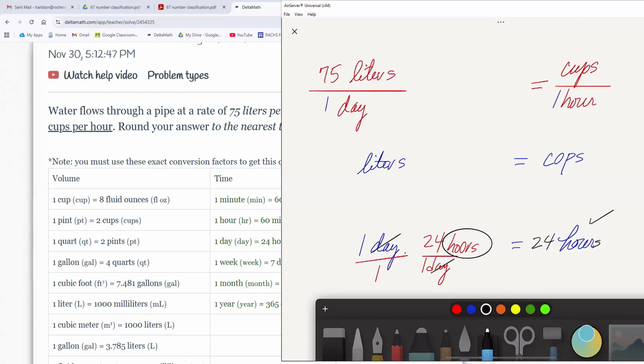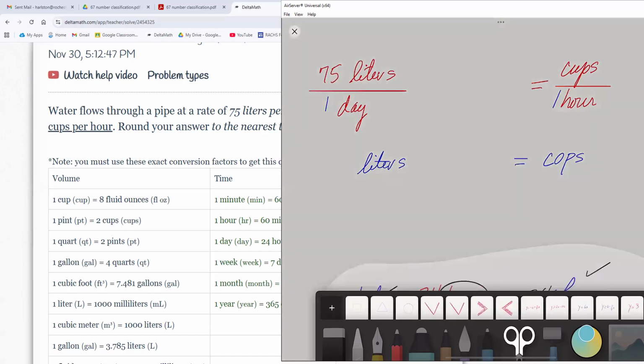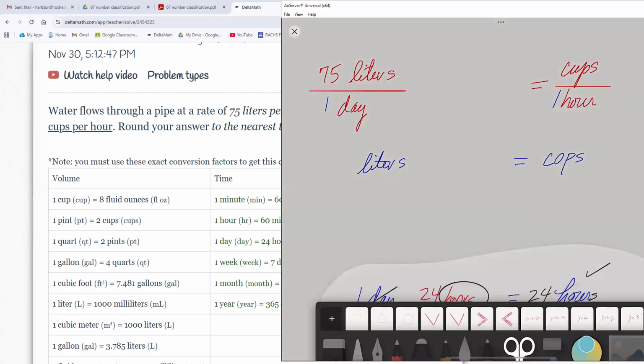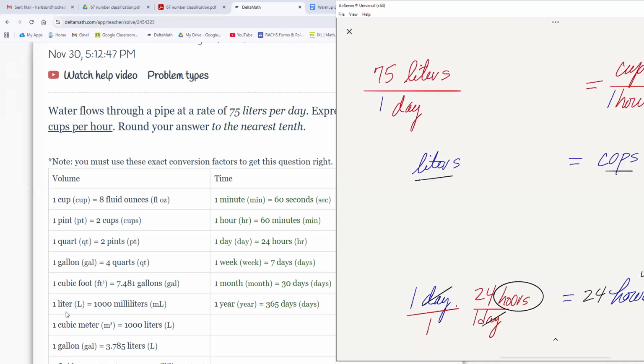Pretty simple. Now, I'm just going to take this and move it out of the way so I can focus on the next conversion. Now I've got to go from liters to cups. I did this in the last video and it's not the easiest. It's not a direct conversion. Can I go liters to cups? I can go liters to gallons. I can go liters to cubic meters. So yeah, I'm going to have to do some intermediary conversions. So let's get going with that.